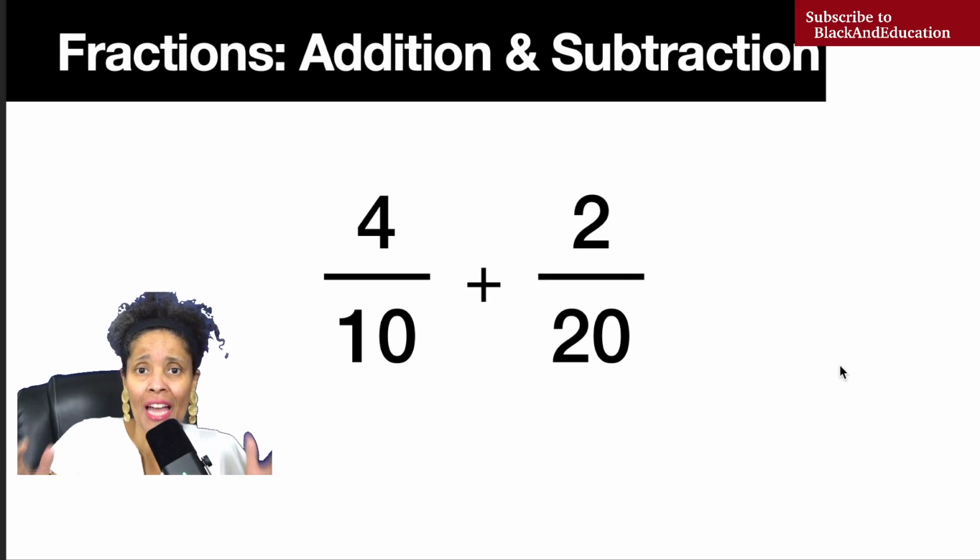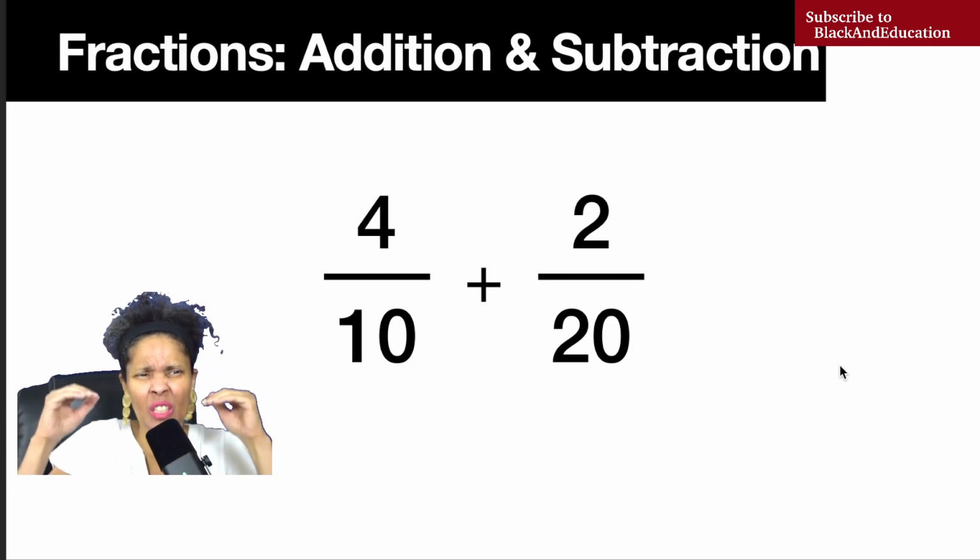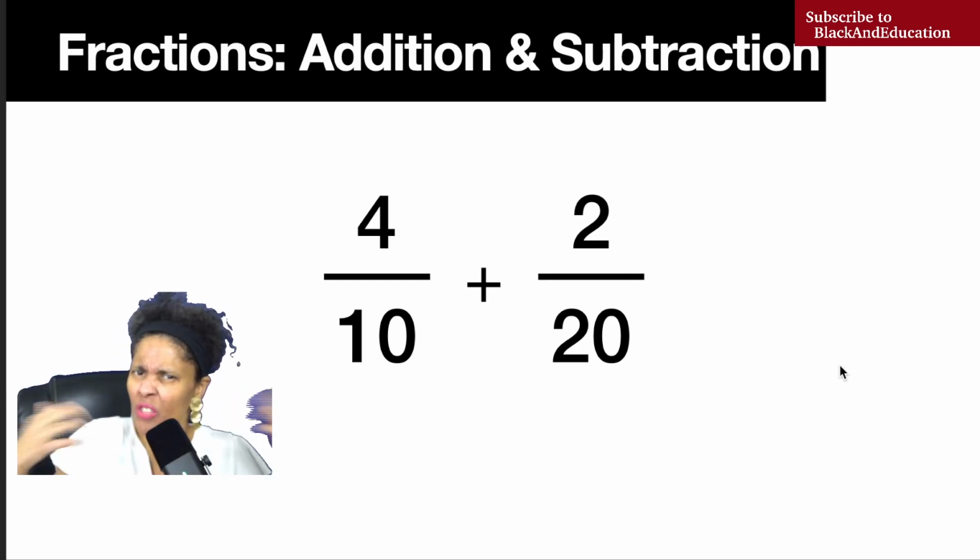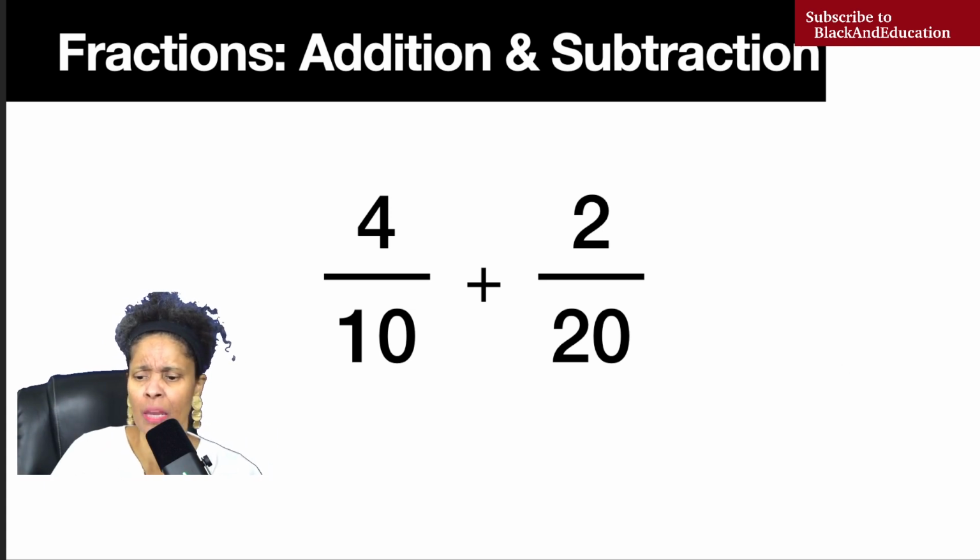So let's say we want to add two fractions together and they have different denominators, and we want to use the standard method, right? So we know that when we add two fractions together, we've got to get the denominator on the bottom to be the same, right? And there's a different way we can do that. So let's take a look at this example right here.